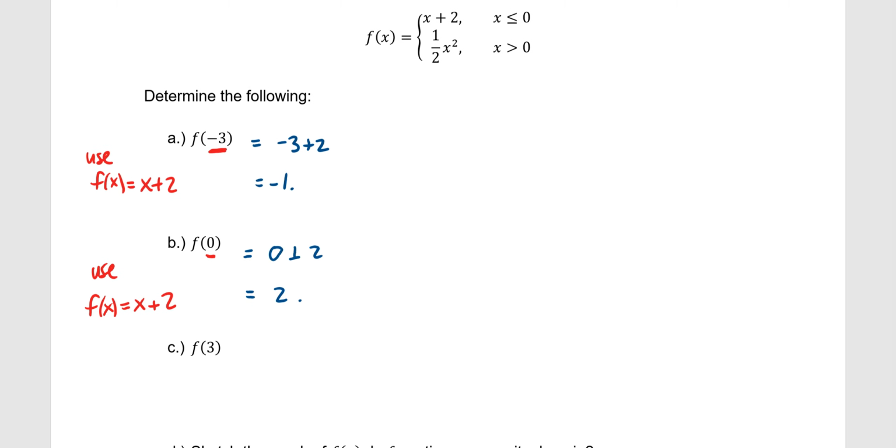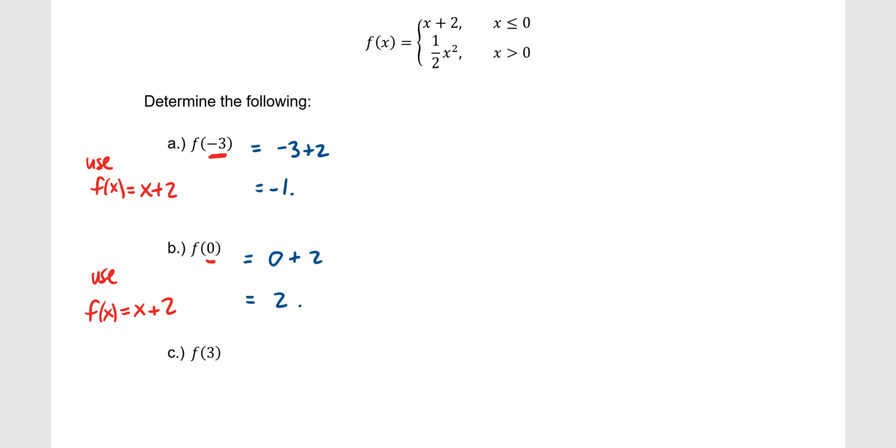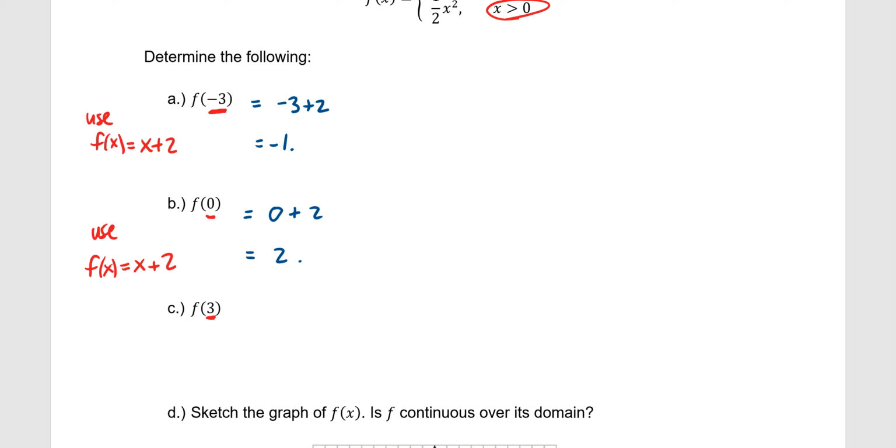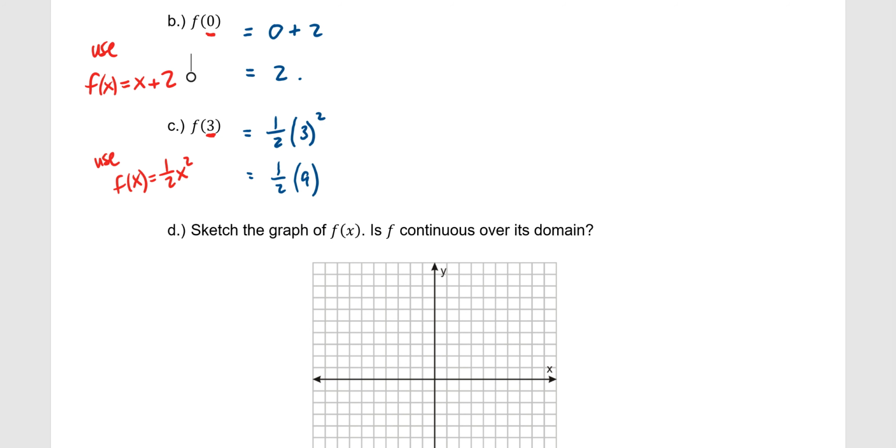And for this last one here, we have f of 3. So 3 is greater than 0, so we're going to be using the second function this time, which is 1 half x squared. So plugging this in, that's 1 half times 3 squared. So 3 squared is 9, so that's 1 half times 9. I'll write this both ways, as 9 halves, or I'll put 4.5.